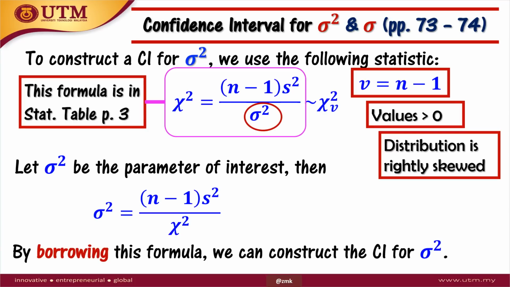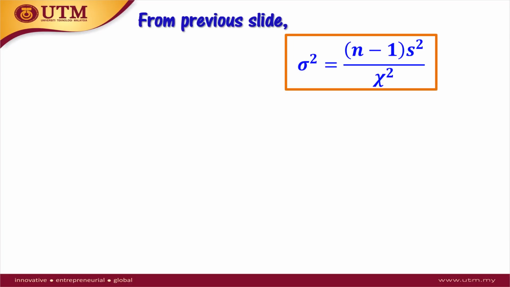By borrowing this formula, then, we can construct the confidence interval for sigma squared, which will be further explained in the following slide. From the previous slide, we knew that sigma squared equals n minus 1 s squared divided by chi squared. By borrowing this formula, we can then construct a confidence interval for the unknown population variance sigma squared.